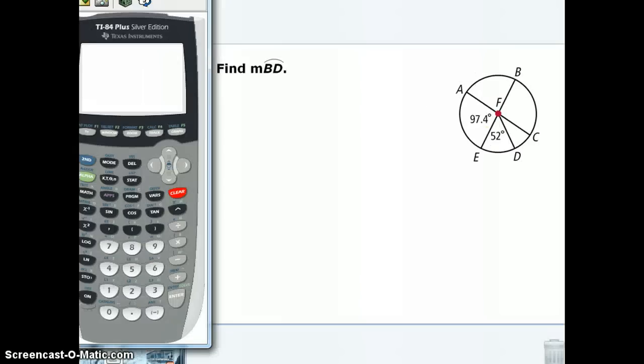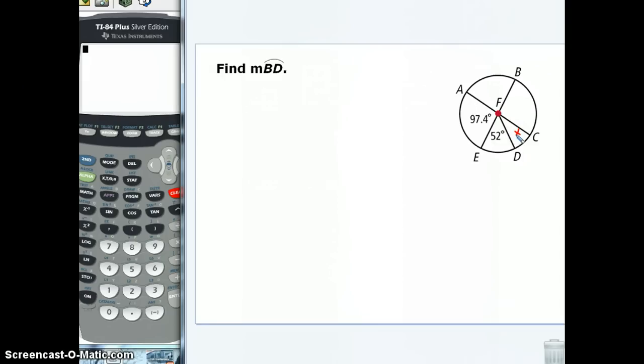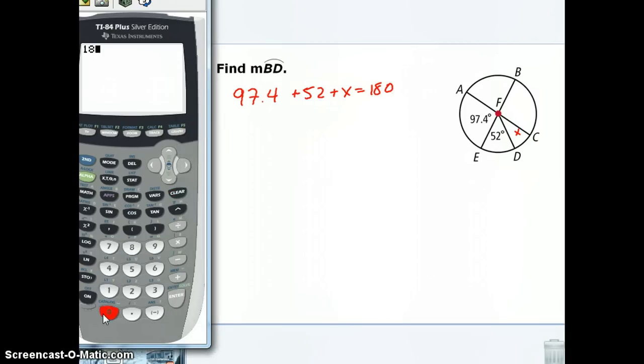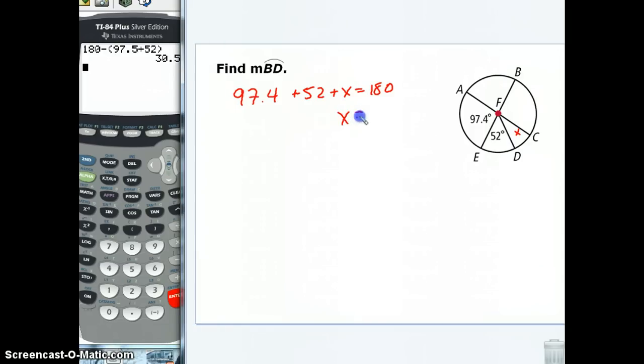So let's go ahead and call this here x. And we're going to find x first by doing 97.4 plus 52 plus x equals 180. So let's do that here on the calculator. 180 minus (97.5 plus 52). And you'll notice that I'm putting parentheses around that in the middle. And I get that x is 30.5. So we know x here is 30.5.